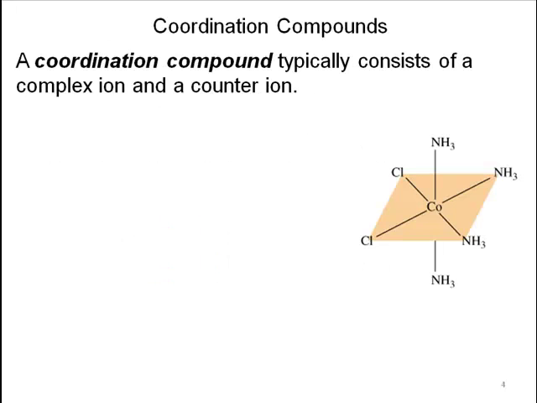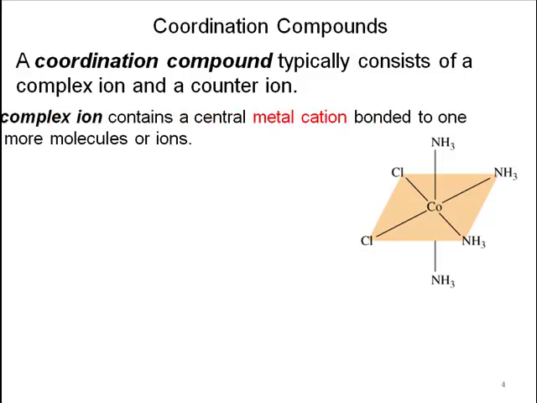Chlorine can also do this. So here's cobalt with 4 ammonias and 2 chlorines. And this is called a coordination compound. So when you have a complex ion and a counter ion, you can make this coordination complex is what it's called. So that's where the naming of coordination complexes comes from.